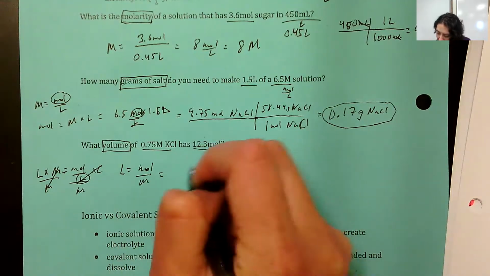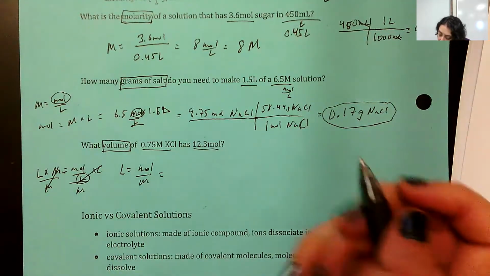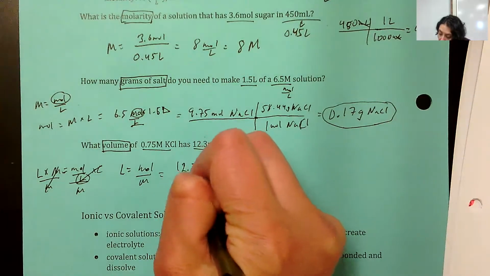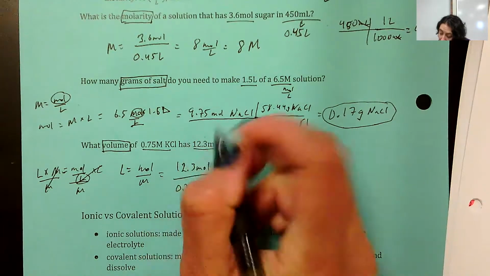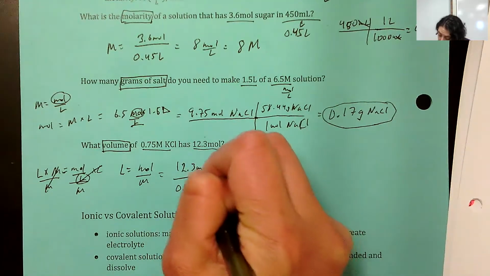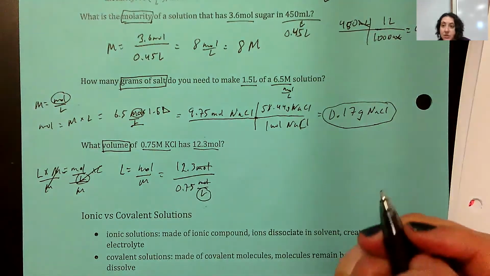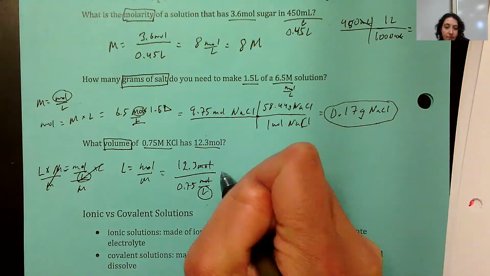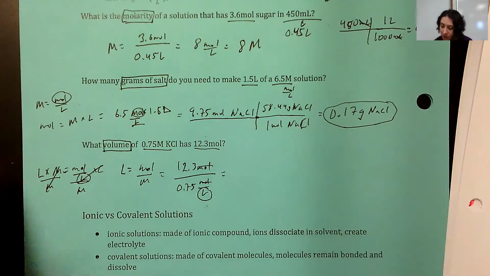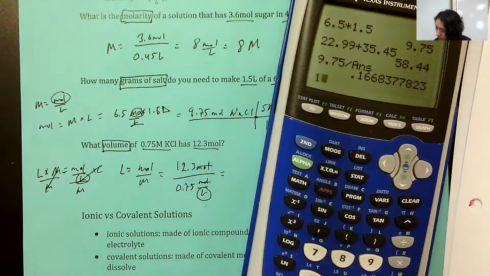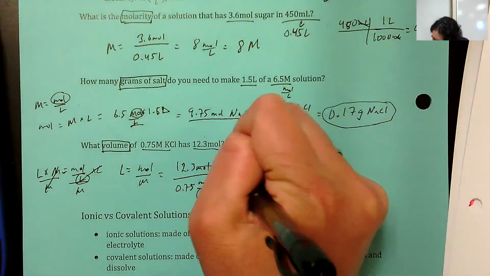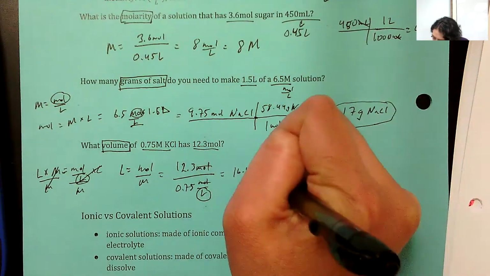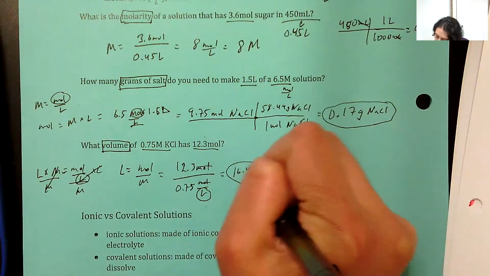So let's see how that plays out. The moles is 12.3 moles, and we're going to divide that by 0.75. But remember, that's moles per liter, which is why moles cancel out and you end up with liters as your unit, which is great because that's what we're solving for. So this is going to be 12.3 divided by 0.75, which is going to be like 15, 16.4. All right, I'm getting close there, y'all. 16.4 liters. So that is our answer.